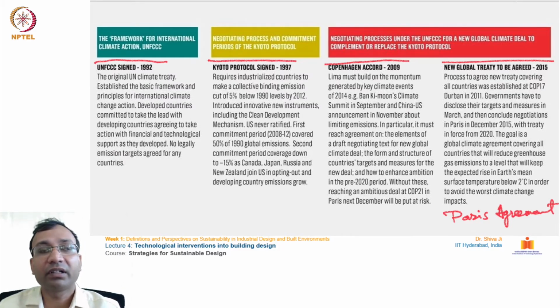So the first one comes in the year 1992, when UNFCCC was signed, the framework for international climate action. The original UN climate treaty established the basic framework and principles for international climate change action. Developed countries committed to take the lead, with developing countries agreeing to take action, with financial and technological support as they develop. No legally binding emission targets were agreed for any countries.